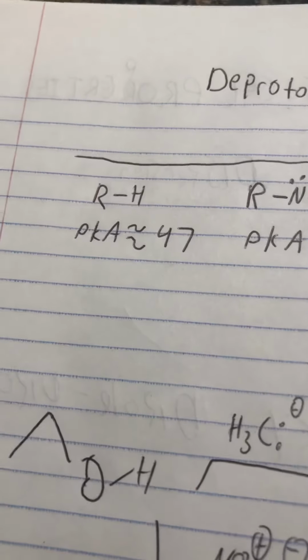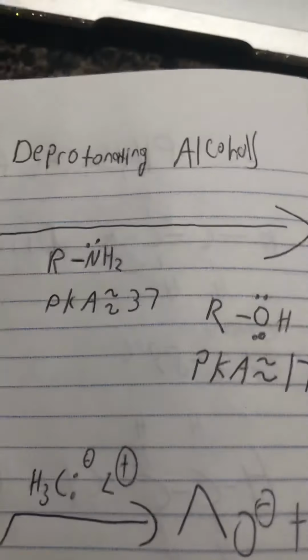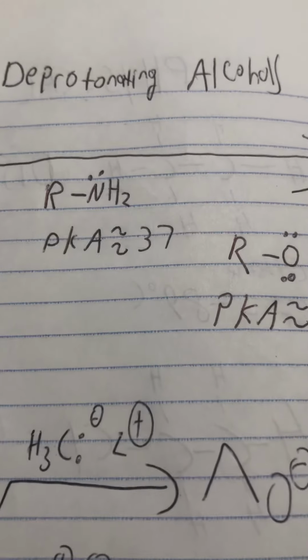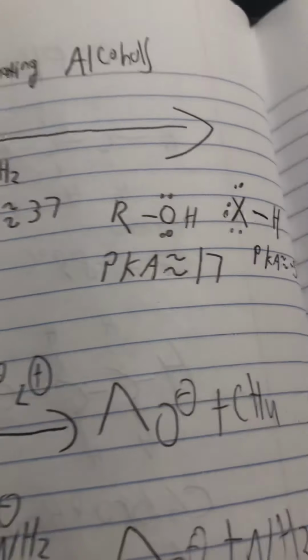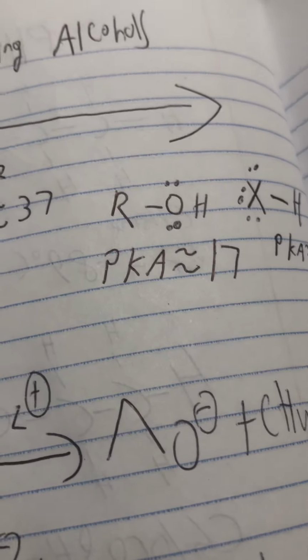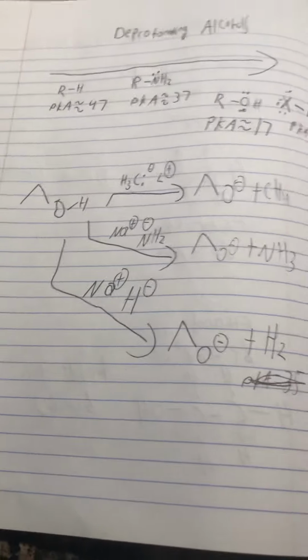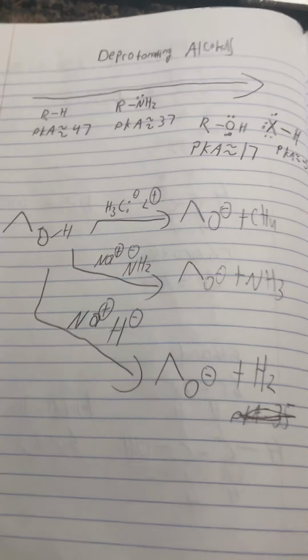See, an R group attached to a hydrogen has a high pKa, which is lower acidity. Then an R group attached to an NH2 group is going to have a lower pKa and a higher acidity. Then R attached to the OH group is going to have a pKa of 17, which is lower. And as you can see all that here, we get different products with different groups here. I hope you can see these reactions and the products that ensue.